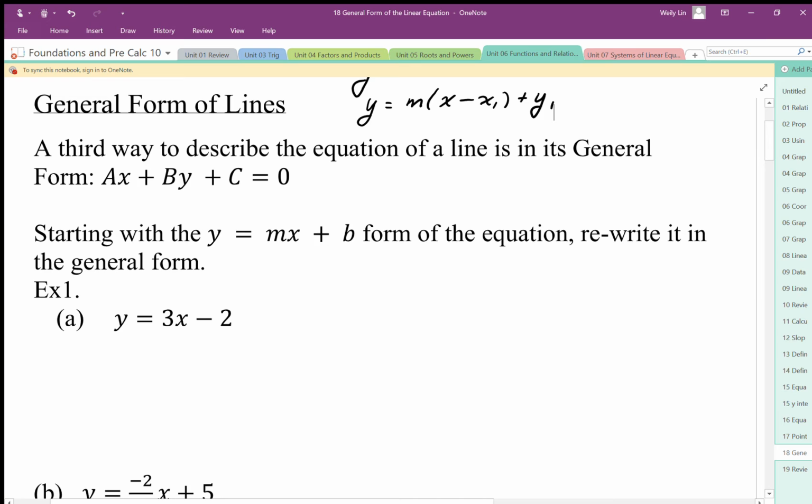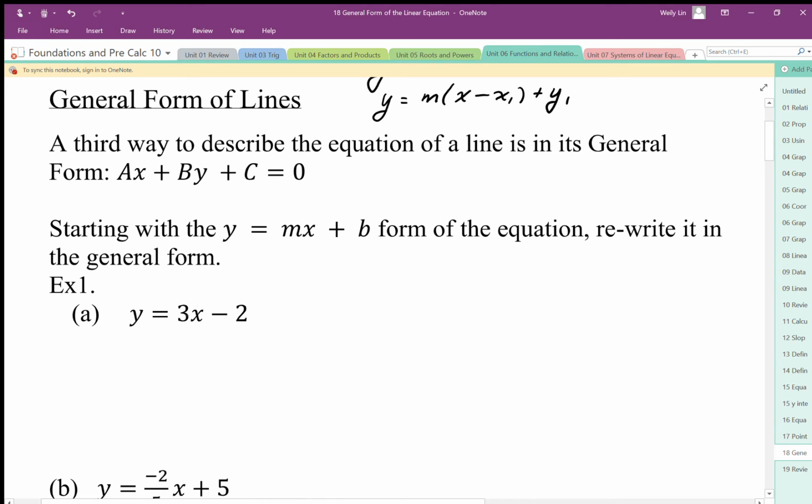So if we're given a y equals mx plus b form, we can rewrite it in the general form. What that entails is we want to make sure that the coefficient on the x, in this case the 3, is going to be our a value. We just need to make sure to keep that positive. We need to make it equal to 0, so I'm going to subtract y from both sides, so I end up with 0 on one side.